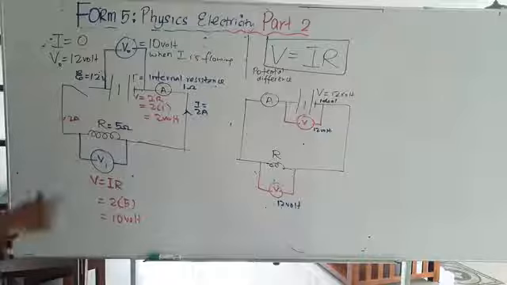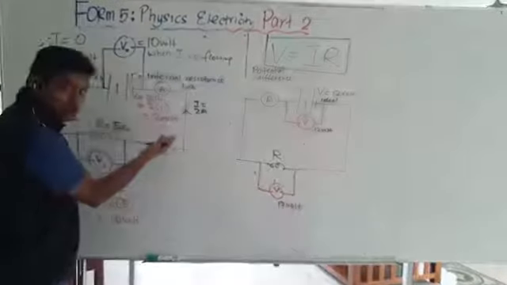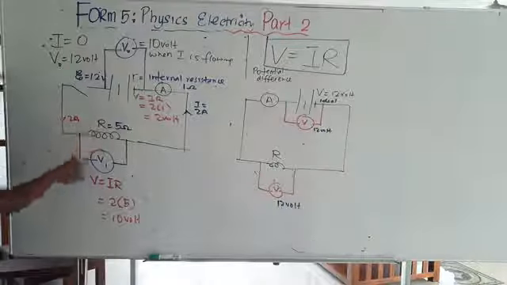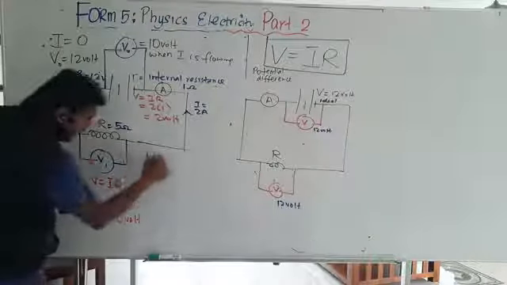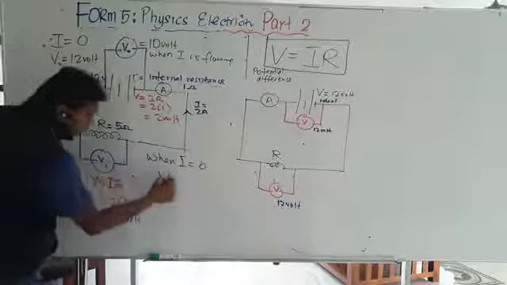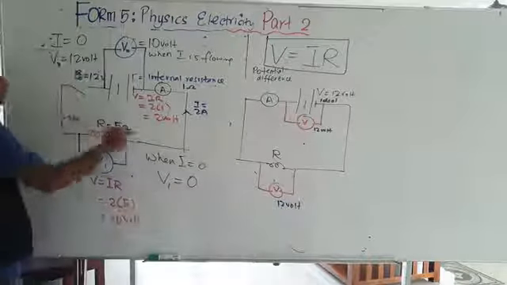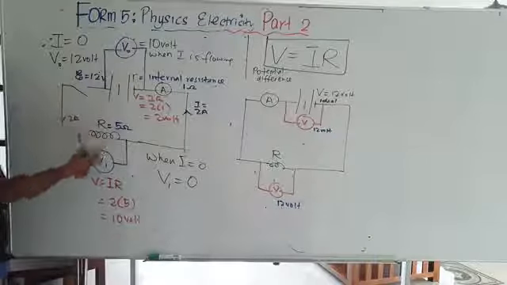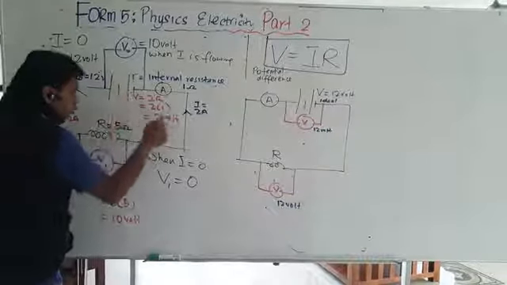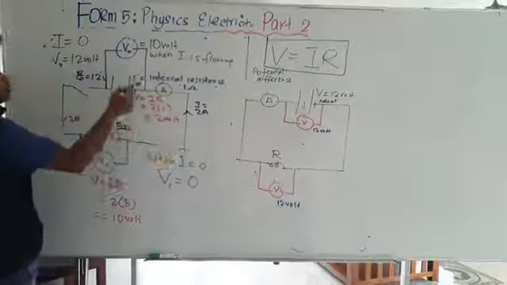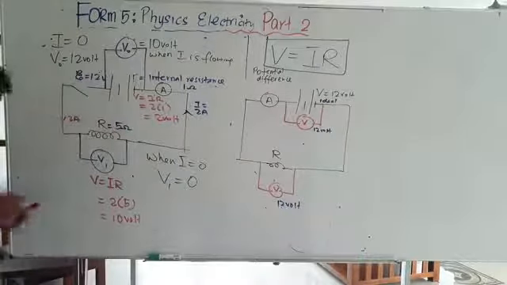Why 12 volt? Because the 2 volt is not being used. Now, since there's no current flowing here, when I is 0, the voltmeter V1 is also going to be 0 because there's no current flowing. So when there's no current flowing, you don't use any volt. Similarly, the 2 volt is not lost inside here. Why? Because the current is not flowing. You understand?